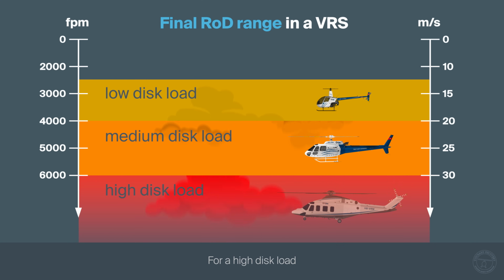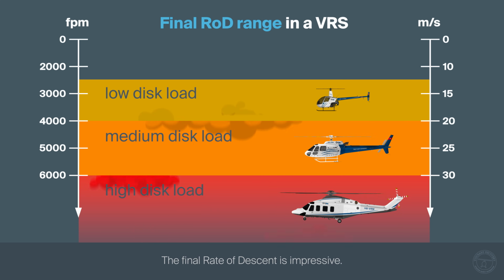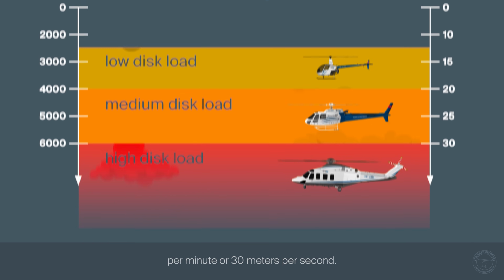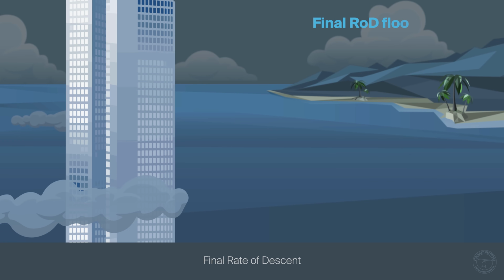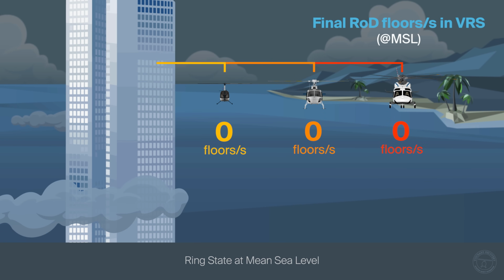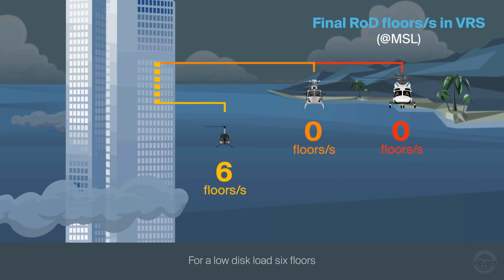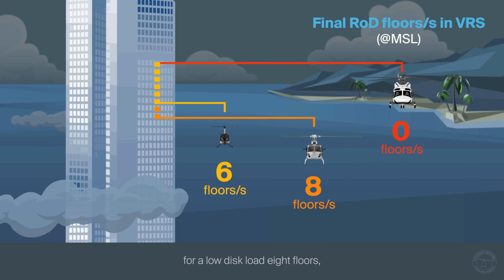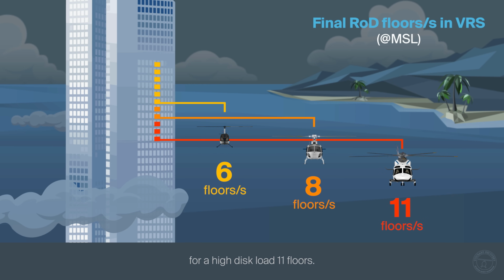For a high disk load, the final rate of descent is impressive. It's greater than 6,000 feet per minute, or 30 meters per second. Final rate of descent in numbers of floors per second in a vortex ring state at mean sea level. For a low disk load, 6 floors. For a medium disk load, 8 floors. For a high disk load, 11 floors.